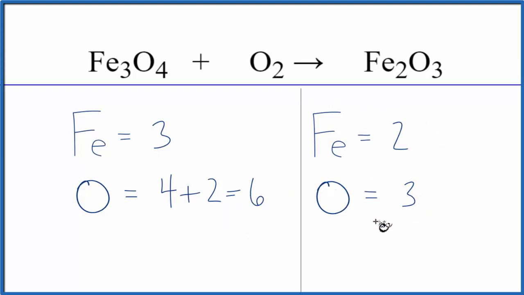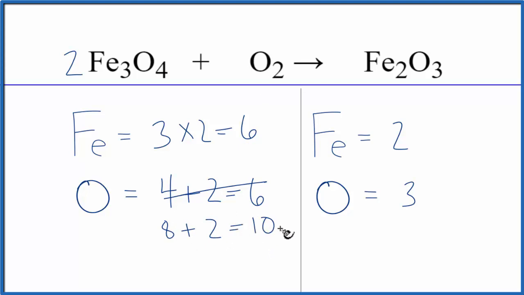I like to leave the oxygens till last, especially since I have this one by itself here. So we'll put a 2 in front of the Fe3O4, 3 times 2. That'll give us 6. And then for the oxygens, let's update those. We have 4 times 2, that's 8, plus the 2 here. So now we have 10 oxygen atoms.